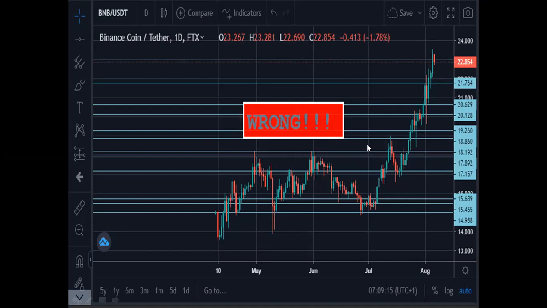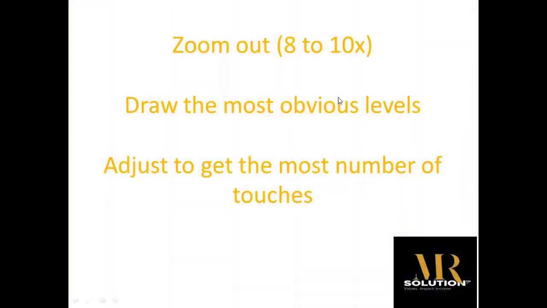So we'll be looking at the 3 strategic steps you have to take to draw an effective and functional support and resistance. First of all, the first thing you have to do is to zoom out. You could zoom out 8 to 10 times, depending. The next step is to draw the most obvious levels, those levels that are very visible to you. You do not need to zoom in or use a microscope to see those levels. So just draw them, and then finally adjust to get the most number of touches.